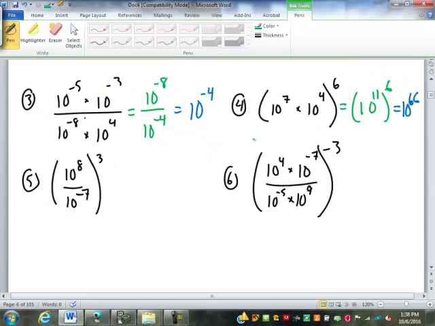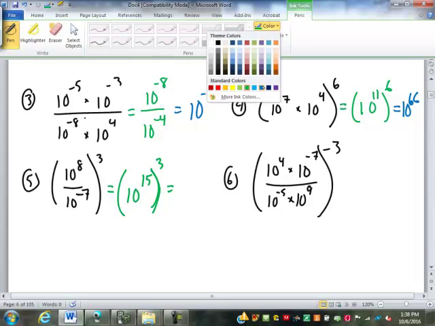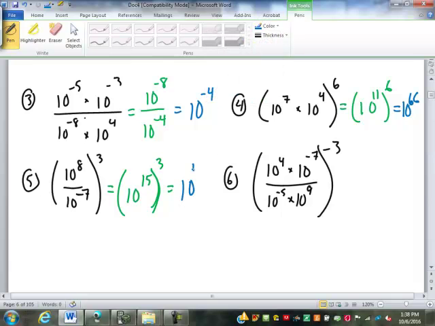So now number 5, we do what's in the parentheses first. 10 to the 8th divided by 10 to the negative 7th. 10 to the 15th, yeah. 8 minus a negative 7 is 8 plus 7, or 8 plus 7 is 15. To the 3rd power, then, of course, is 15 times 3 makes 45.